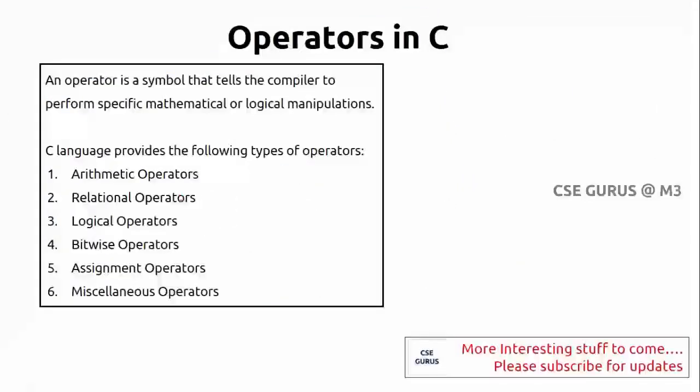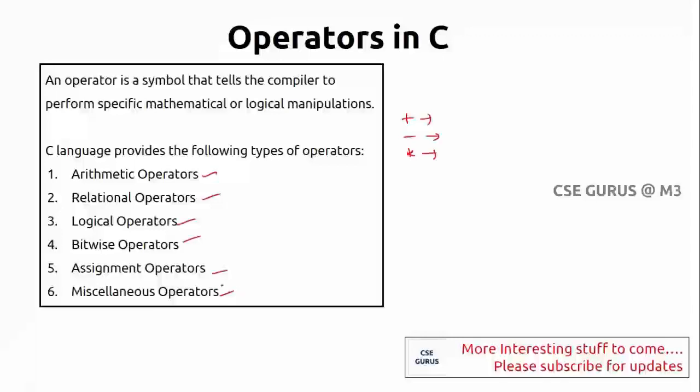An operator is a symbol that tells the compiler to perform specific mathematical and logical manipulations. We'll see how these operators can be used. We know some simple ones: plus is an operator, minus is an operator, multiplication is an operator. Not only these, we have many more operators. They are divided into arithmetic, relational, logical, bitwise, assignment, as well as miscellaneous operators.